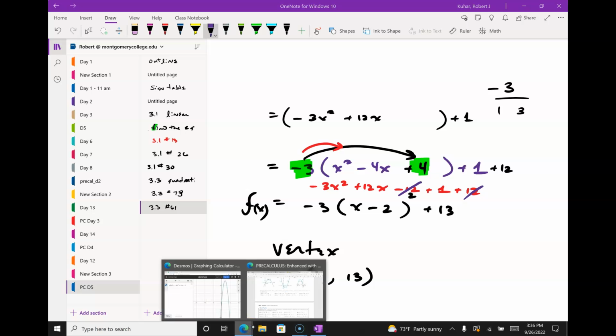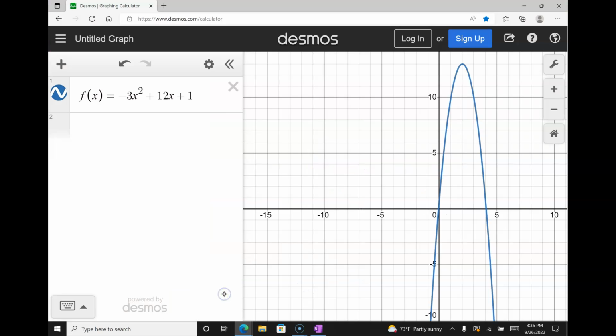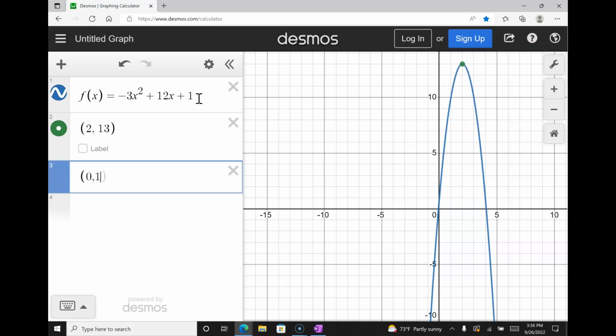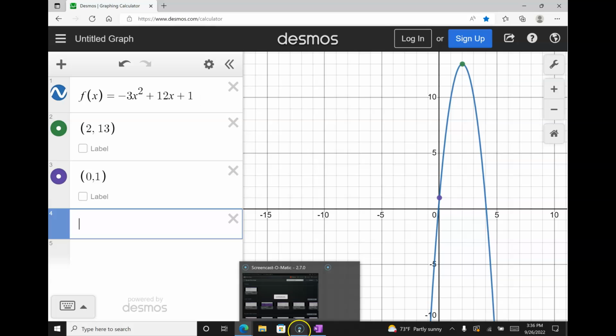So vertex is 2 comma 13, yes? I think I'm wrong about the factoring, but it's 2 comma 13. Nice, there's my vertex. My y-intercept is 0, 1. Okay, that's convincing me that it's not factorable. So 0 comma 1, right? I want to find the x-intercepts. How do I do that?